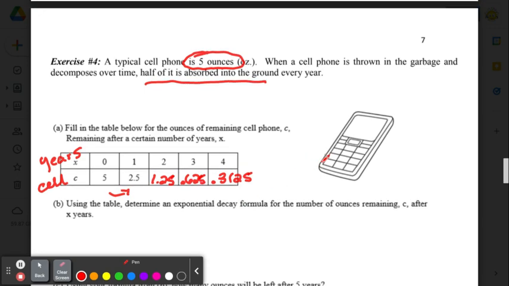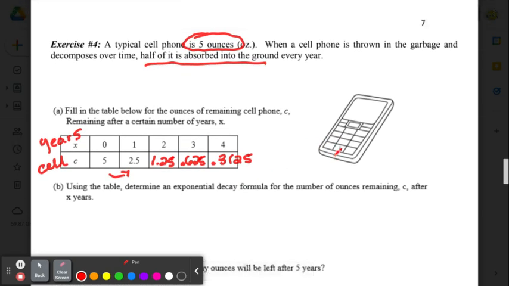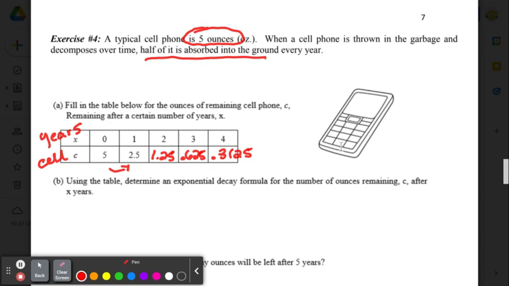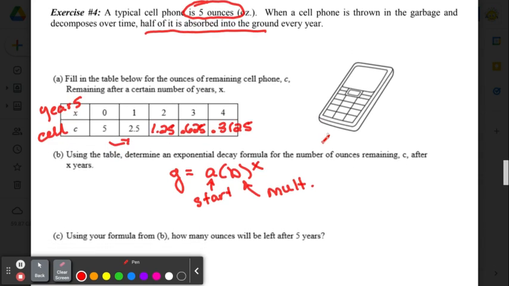Okay, so there's what I've got for my table. I just kept dividing by 2. Using the table, determine a formula. Remember, y equals a times b to the x. You can use your statistics calculator, or we know a is the start number and b is the multiply rate. So if I make my formula, I get y equals start, multiply rate's a half, to the x.